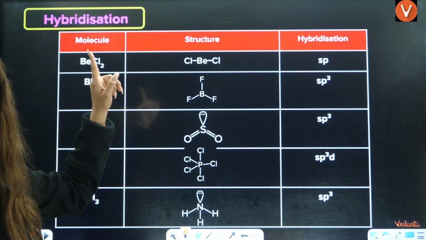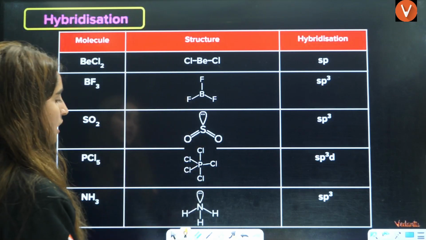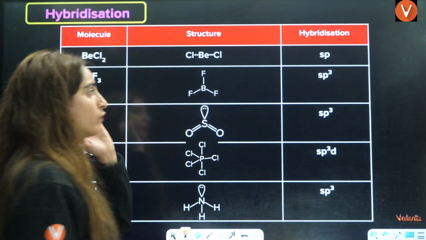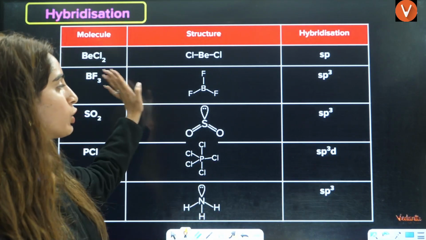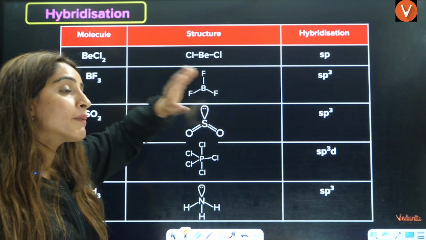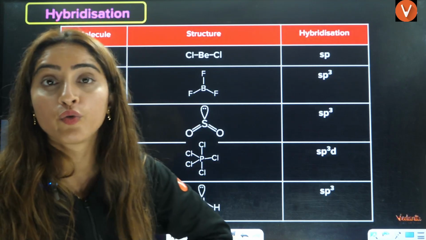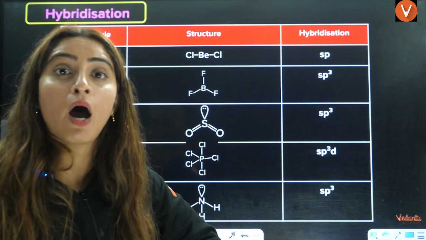And those examples that I have left, we will solve that also. Now, let us see this: how you will calculate hybridization. That is the main part. Ma'am, here you have written sp, sp3, but in the exam, who will tell me? So let us see how we are going to solve it in the exam.